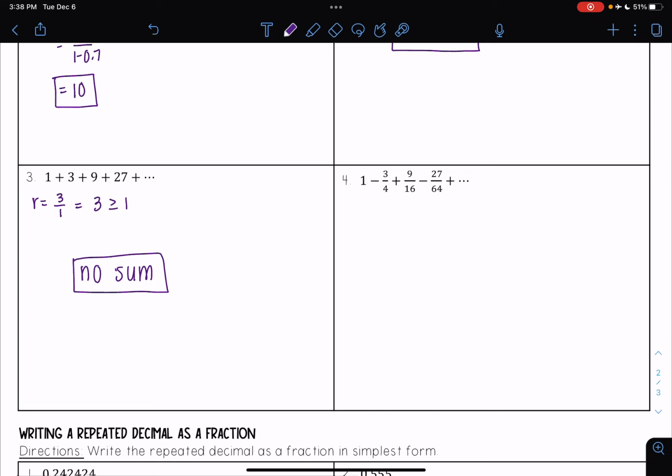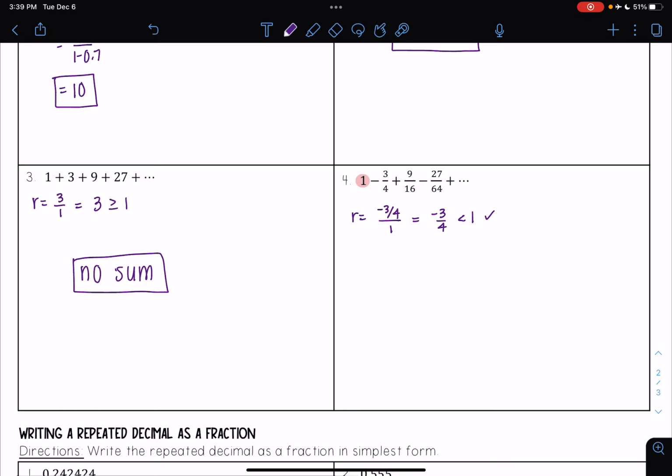Okay, in this last one, I have 1 minus 3/4 plus 9/16 minus 27 over 64. So first, to determine my r value, I can take the second term and divide it by the first term, and I get negative 3/4. And I see that this is less than 1, so we're good. We can go ahead and find the sum. So I have that r is equal to negative 3/4, and I have that a1 is equal to 1.